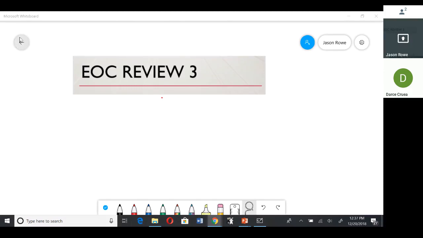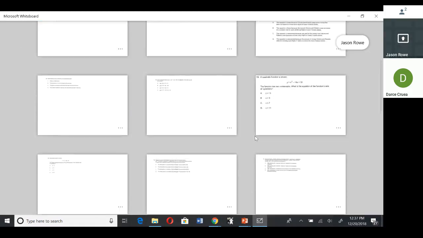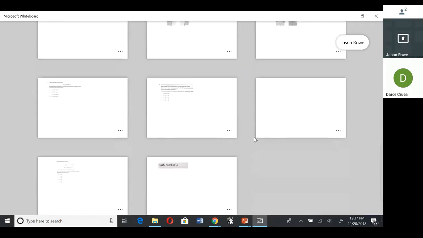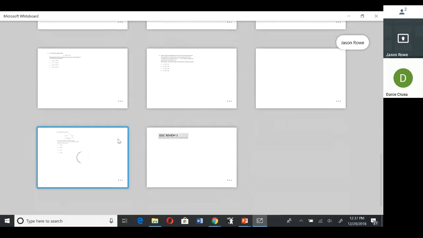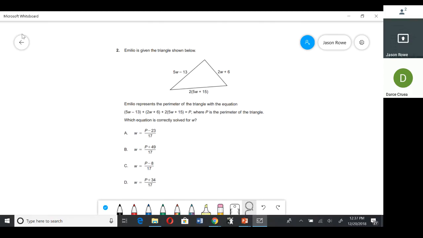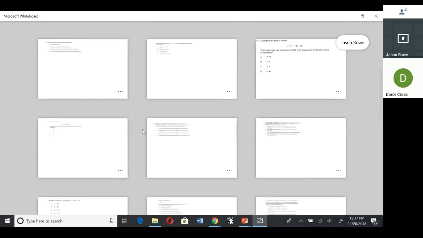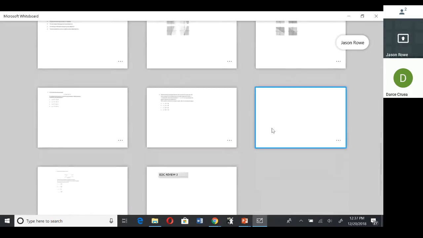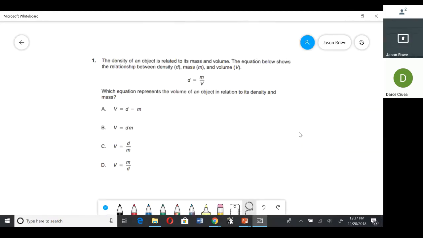All right, so let's get started. Like I said, these are released problems that the state has said this is how you're going to be tested. There's number one. All right, so here is the first problem.